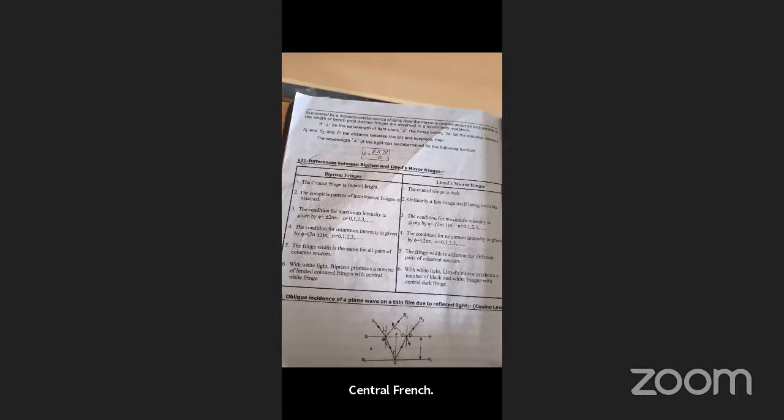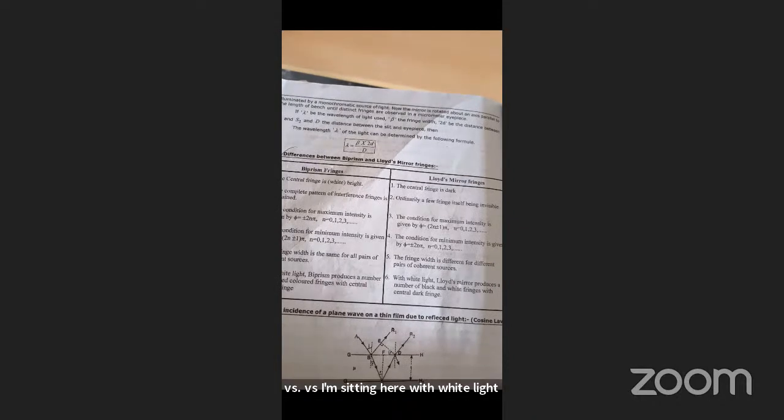Next, sixth point. With white light, a biprism produces a number of limited colored fringes with a central white fringe. With white light, Lloyd's mirror produces a number of black and white fringes with a central dark fringe. The converse we are considering here.